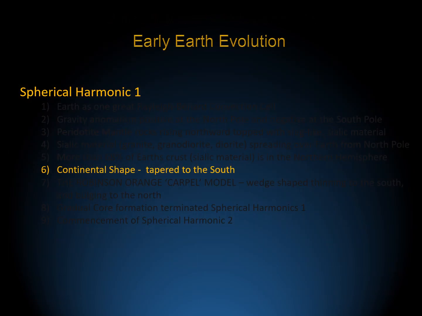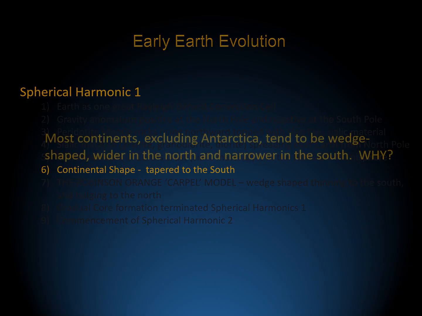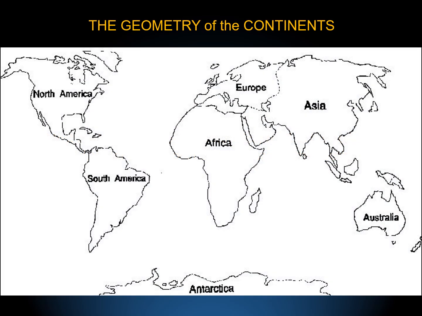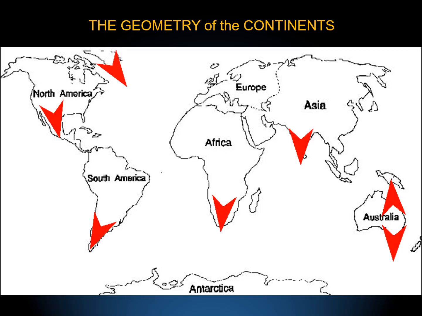Number 6, continental shape. Most of the continents are tapered to the south. Most continents, excluding Antarctica, tend to be wedge-shaped. They're wider to the north and narrower to the south. Why? This can be explained inside of spherical harmonic 1. The geometry of the continents. Here we have pointed out some of the more obvious tapering, and that leads us into number 7 in our listing.